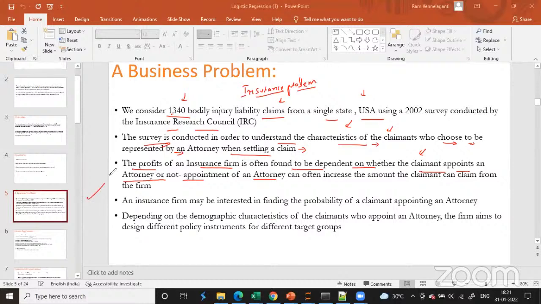So what is the overall objective of the problem? The insurance company is interested in finding out the probability of claimants who wish to be represented by an attorney or lawyer. So we have to find out what is the probability that the customer or claimant is going to consult a lawyer? Or what is the probability that the customer or claimant is not going to consult a lawyer?